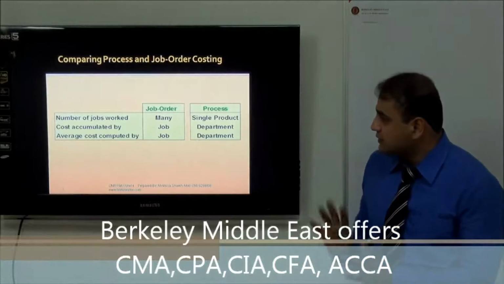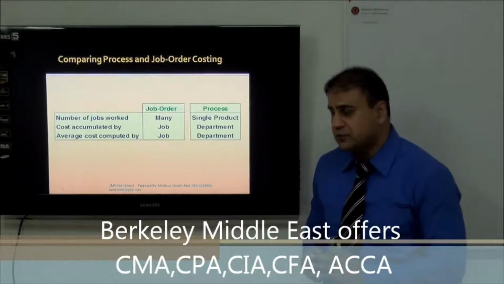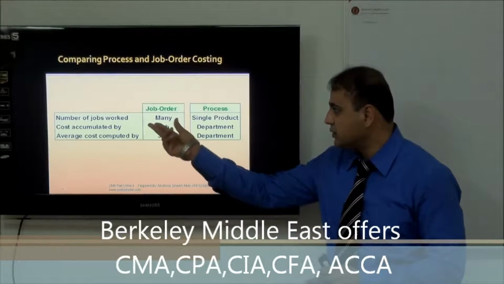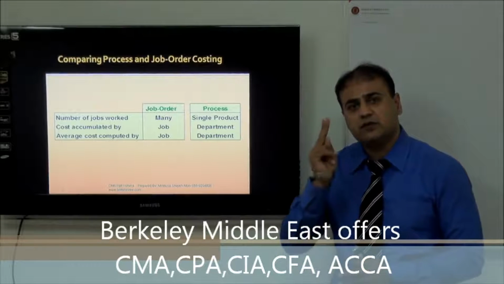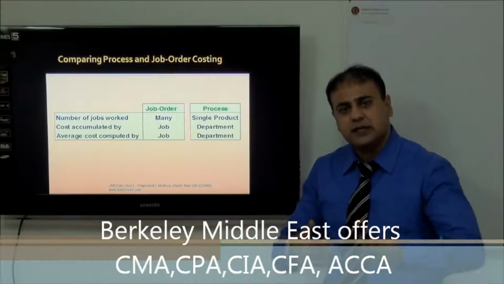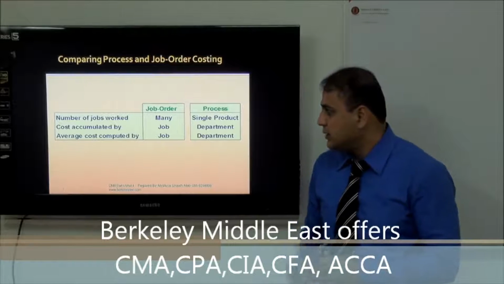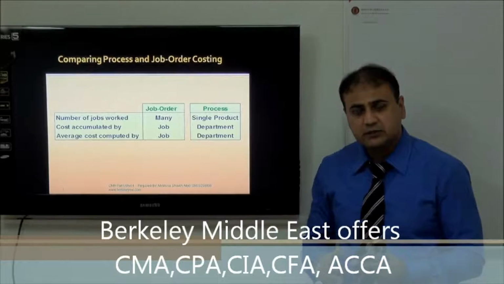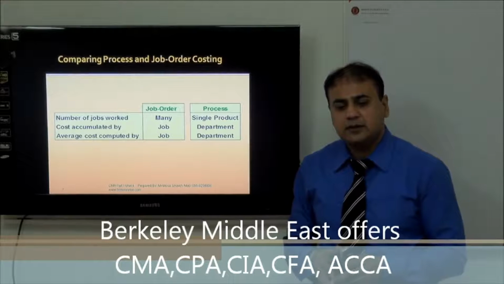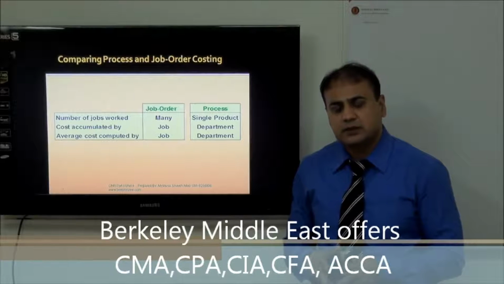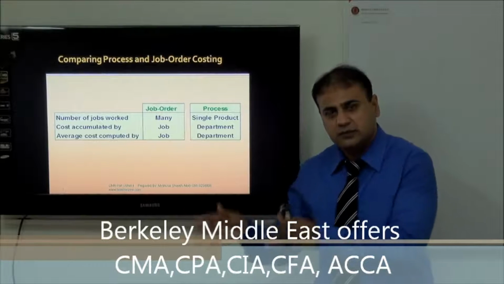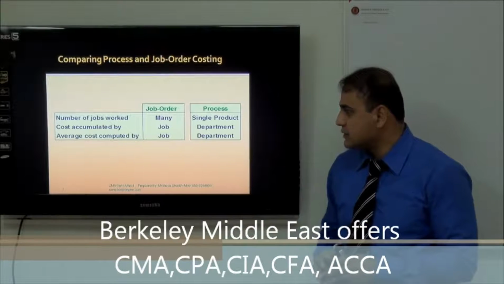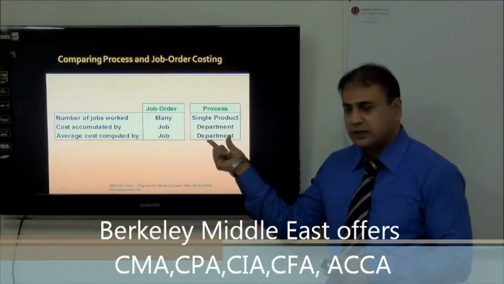Then this is how we compare job order costing and process costing. These are the points. In job costing, the number of jobs can be multiple, we can have multiple job orders, but in process costing we have only a single product, which we are processing based on the supply. Cost is accumulated by job in this system, but in process costing it is by department. Suppose we are making textile products, we have certain departments, and the cost from one department will shift to another department, so based on that we will process it. And the average cost is by job here, and by department there.